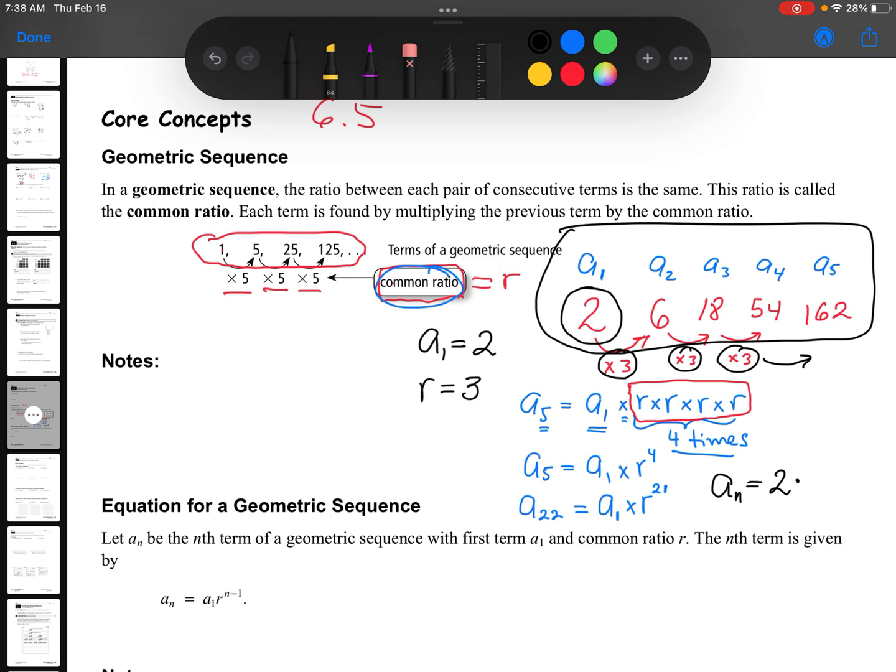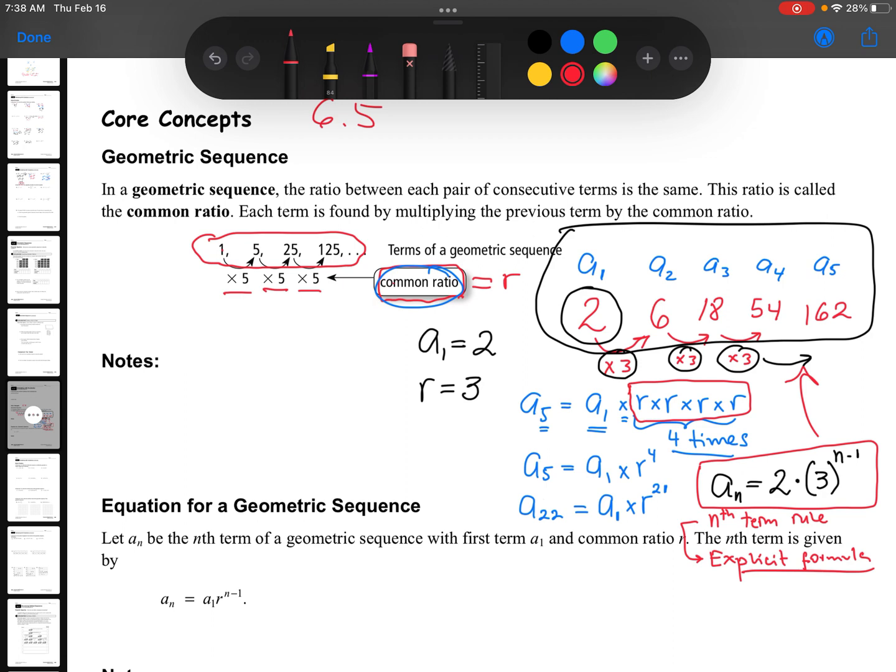So we are going to take 2 and multiply it by 3, n minus 1 times. This is what we call the nth term rule, or we can also label it as the explicit rule or explicit formula for this sequence 2, 6, 18, 54. One thing that I want you to notice is that this R, this common ratio, it's possible that it is negative, all right? It can be negative.